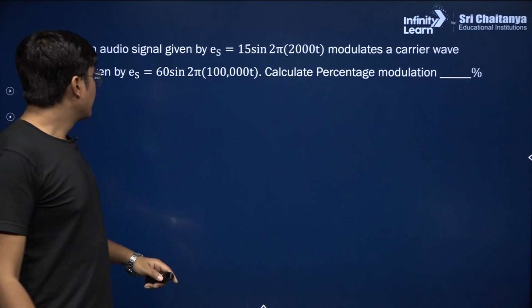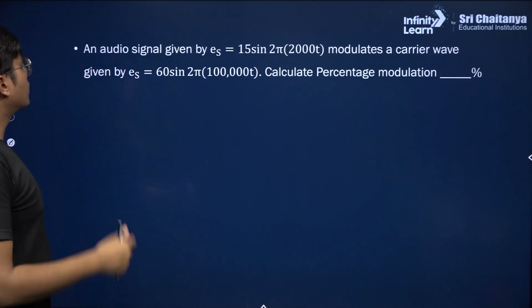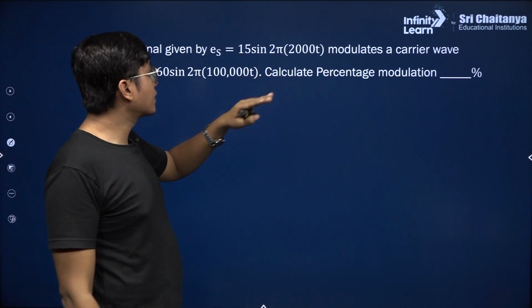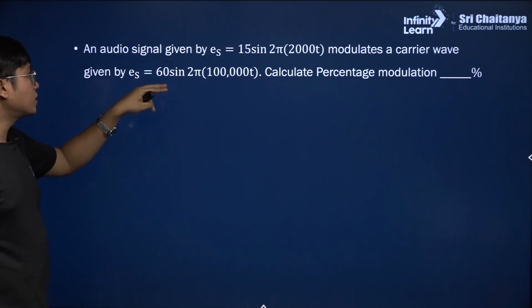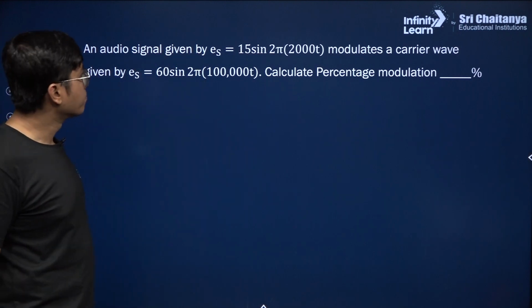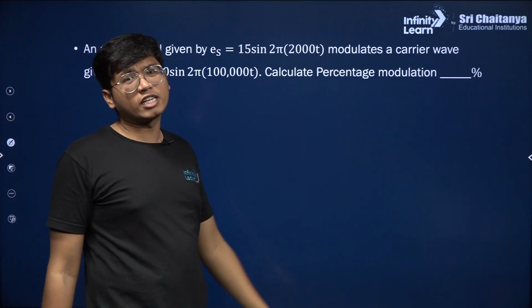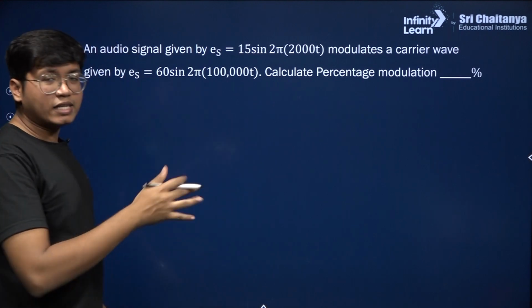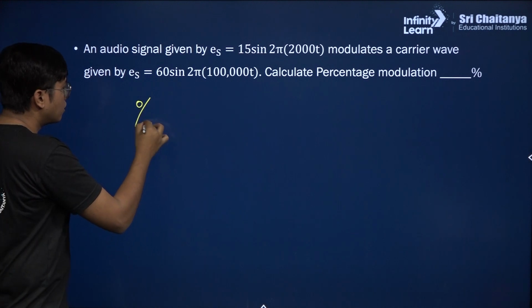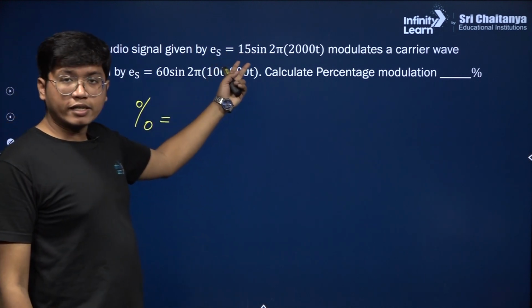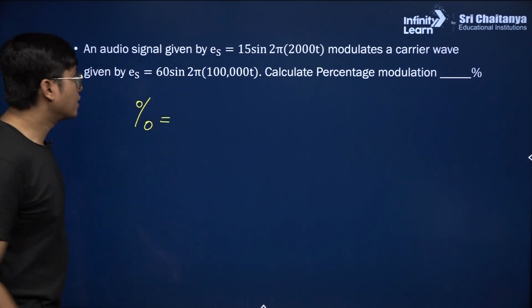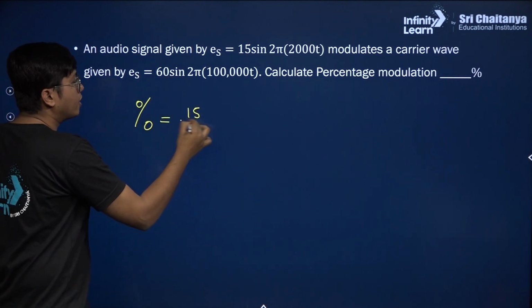Okay. Next up, an audio signal is given by ES is equal to 15 sine 2 pi 2000 t, modulates a carrier wave given by ES is equal to 60 sine 2 pi into 10 to the power 5 t. Calculate the percentage modulation. This is a very standard, straightforward relation. We know the percentage modulation is given by the amplitude of the signal wave divided by the amplitude of the carrier wave. That is just 15 divided by 60.